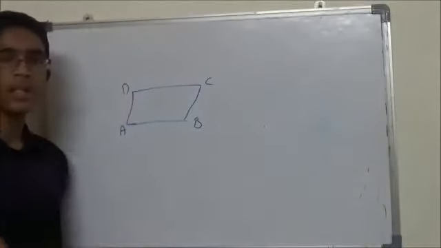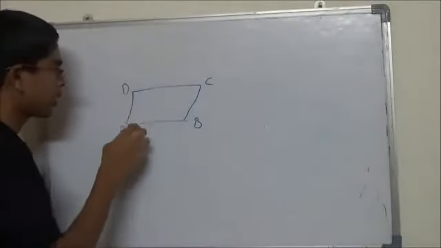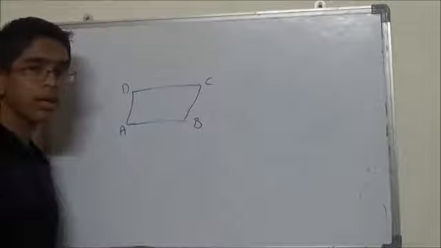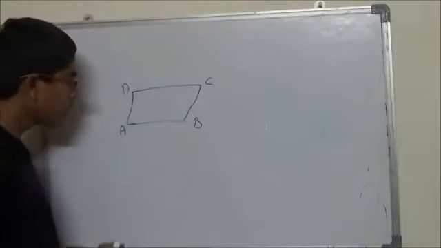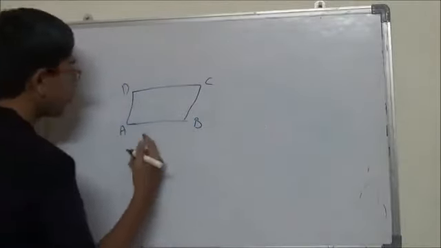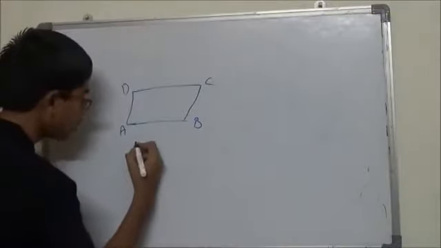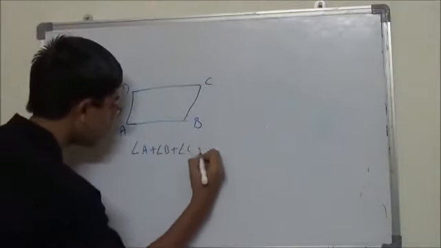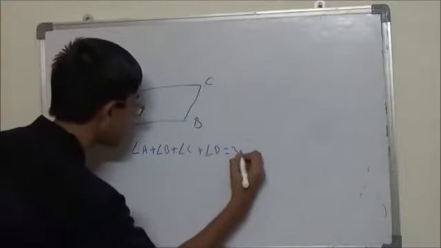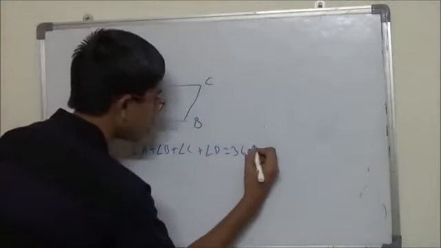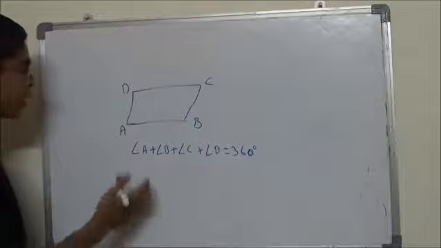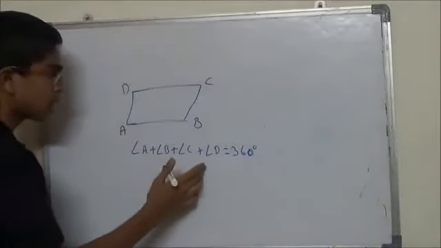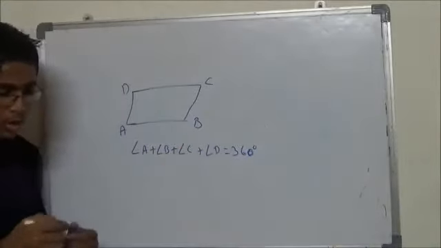Now let us prove the angle sum property of the quadrilateral, that the sum of all the angles of a quadrilateral is 360 degrees. What we need to prove is angle A plus angle B plus angle C plus angle D is equal to 360 degrees. This is the angle sum property of a quadrilateral.